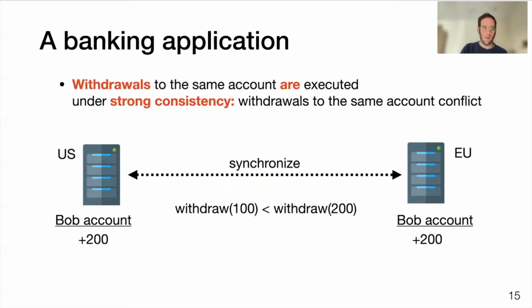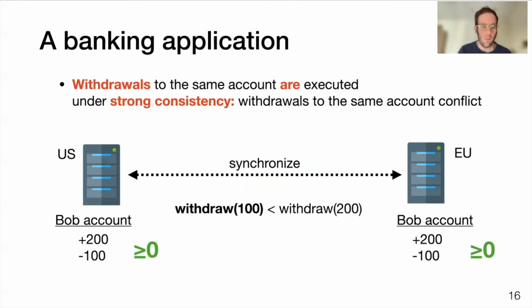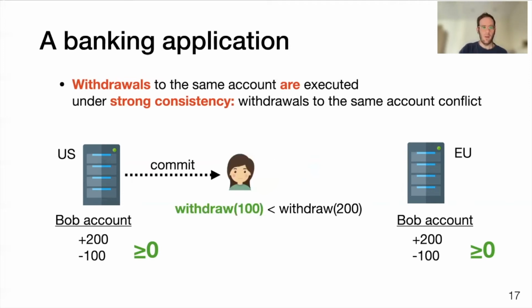The replicas are going to establish an order in which these operations must be executed. So in this case, we are going to execute the withdrawal of 100 euros before the other operation. And since we have 200 euros in the account, and we are only trying to get 100, this is going to commit. And then we are going to return to the client. When we execute, we update the balance. Now we only have 100 euros.